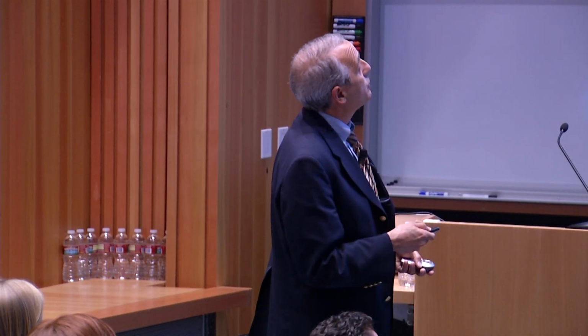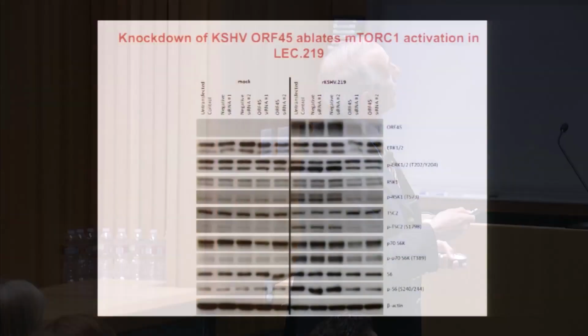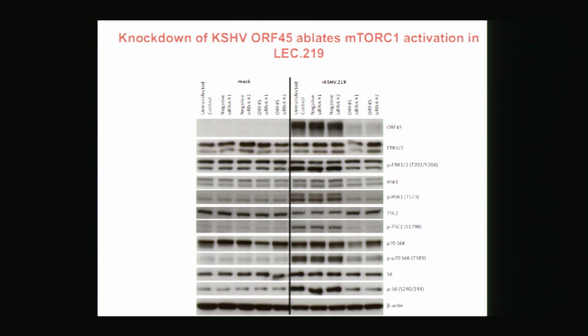So this gave us a strong clue that OR45 was likely the agent involved. And in fact, we can demonstrate that by going back to the infected lymphatic endothelium and using siRNA to selectively knock down OR45 in the context of that infection. And when you do that, first of all, you get a very good knockdown of OR45. You can see that the ERK activation, phospho-ERK, is knocked down. That selective activation of the ERK2 isoform goes away, and so does downstream signaling in the mTOR pathway.